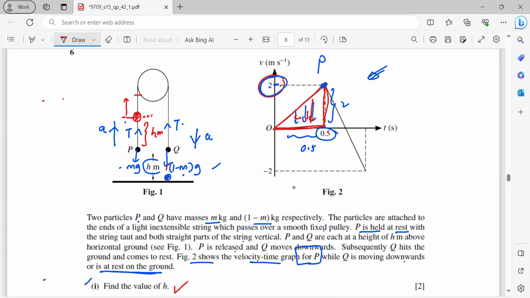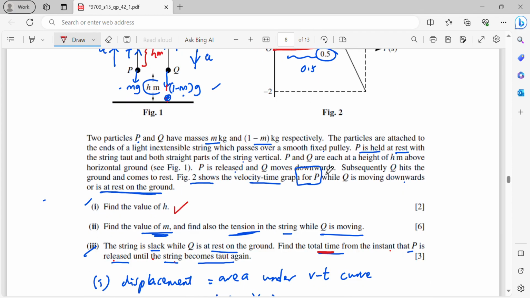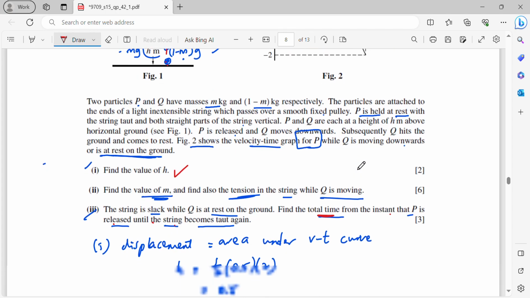Now we need to find the total time from the instant P is released until the string becomes taut again. When the string is slack, this P will move up until a certain level. Then after that it will go down, up to here. Then the string will be taut again. So what we need to do here is get the time.